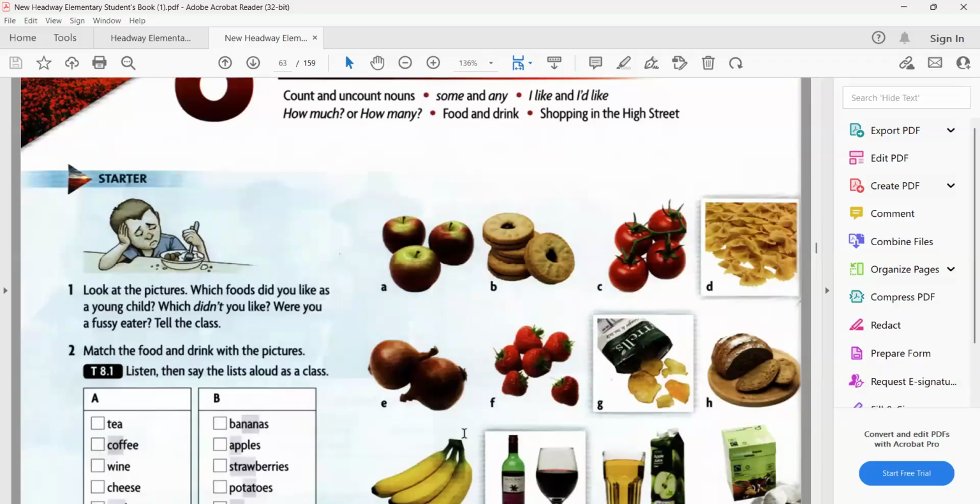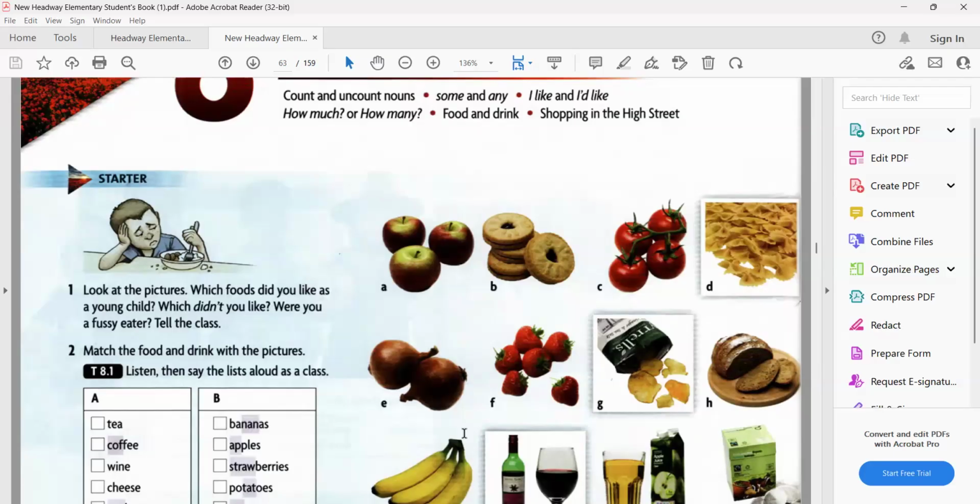How are we going to use some and any? In what situation do I use some and any? We use some for positive sentences and offers. Yani, there are some apples. I know there are apples, but I don't know how many. So I use, there are some apples. It is positive. I know I have apples, but I don't know how many. So I use, I have some apples.